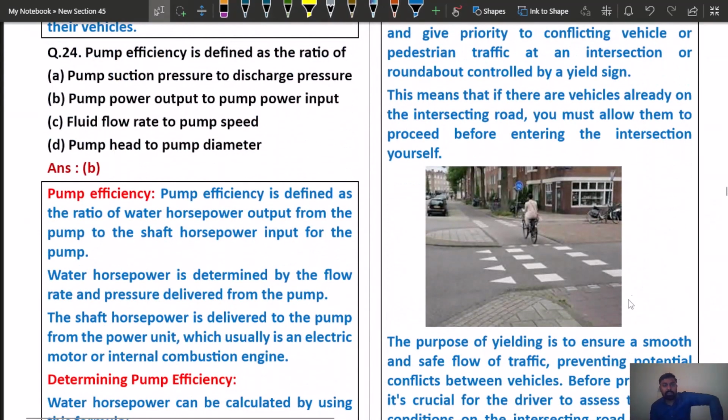The pump efficiency is defined as the ratio of what? What is the pump efficiency? So pump efficiency is defined as the ratio of the output from the pump to the input to the pump. So option B will be correct: pump output to the pump input. Now proceeding to the next question.